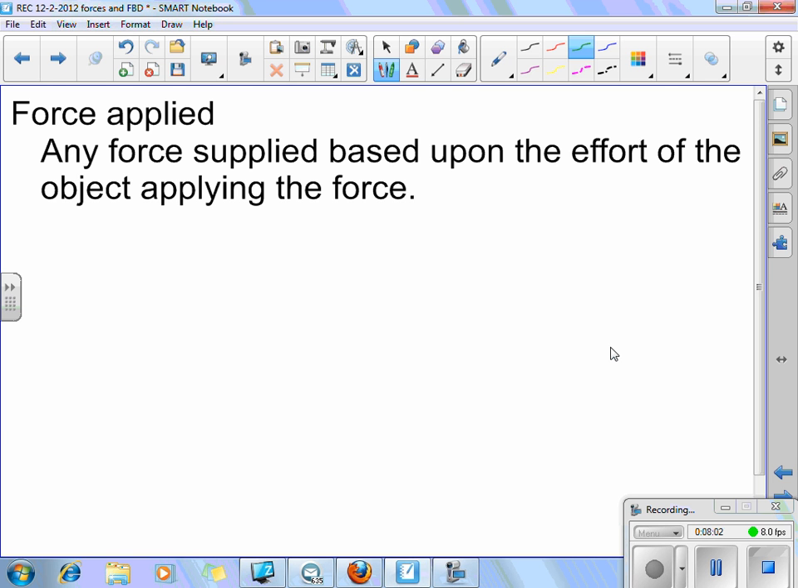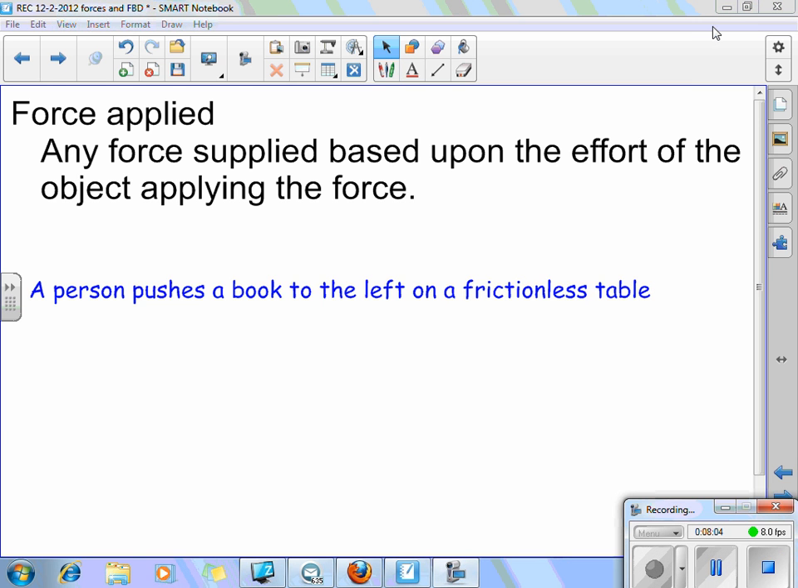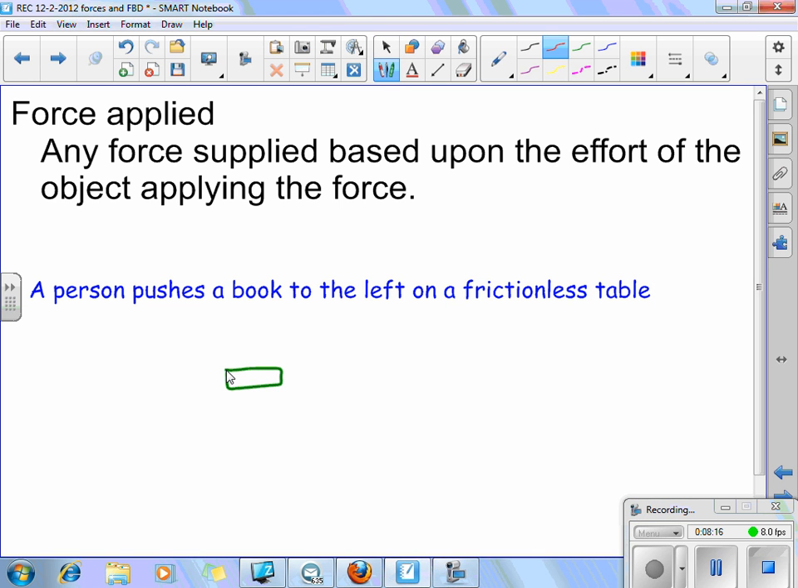So let's do a multitude example here. Let's assume we have a person pushing a book to the left on a frictionless table. So we're going to first off draw our object, and a book would be very easy to represent as a rectangle. And this object is on a table. Okay, that's going to mean that we have a couple other forces to draw. First off, force of gravity. Why not? There we go. Next thing, it's on a table, which is a solid object, and the object doesn't want the book to just fall through it. So there must be a normal force of that table resisting the book falling through it.